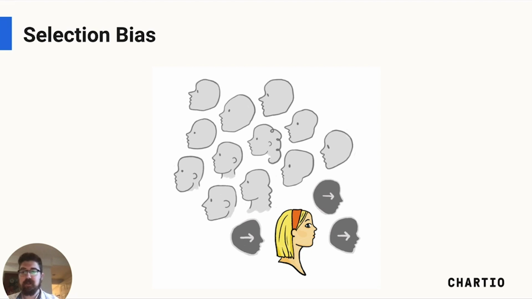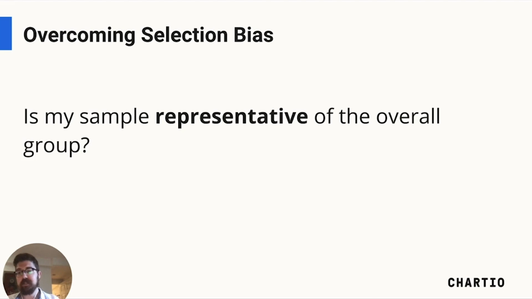This is something you should always be asking yourself: is my sample representative of the overall group? If it's not, you need to try to discount what they're saying to a proportion that's consistent with how much that type of person is represented in the group.